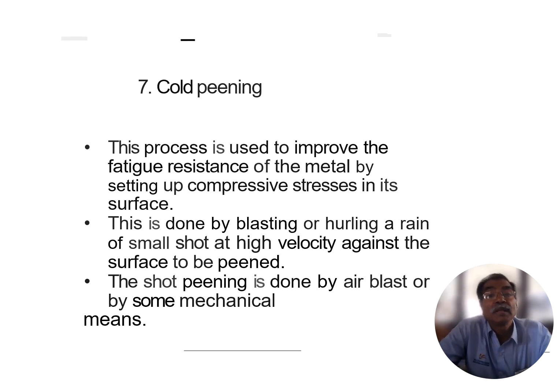Next is cold peening. This process is used to improve the fatigue resistance of the metal by setting up compressive stresses in its surface. This is done by blasting or hurling a rain of small shot at high velocity against the surface to be peened. It is done by air blast or some mechanical means.